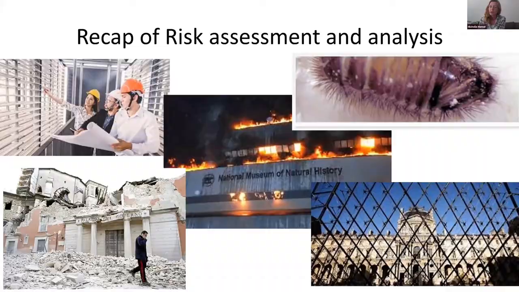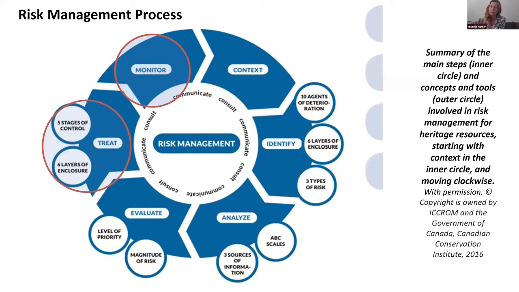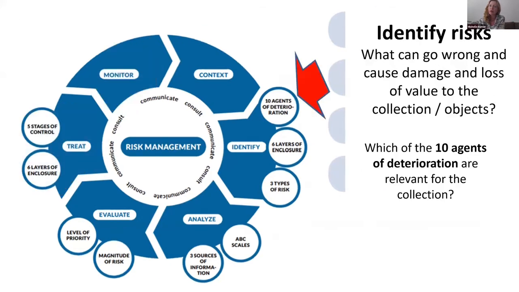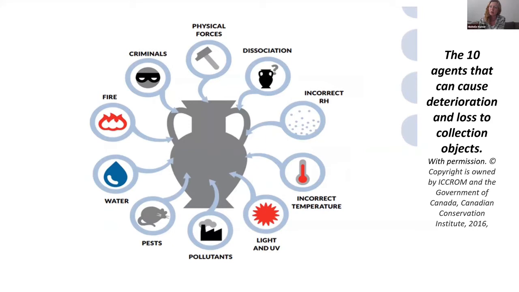So just to go back, we've done this in assignment and webinar 3: the context, identifying the risks, analyzing them, evaluating them. And so this last assignment, assignment 4, is now about treating the risk and about monitoring it. Just to refresh your mind for people who weren't here this morning, there's 10 agents of deterioration, and you need to consider all of them. So physical forces, dissociation, humidity, temperature, light, pollutants, pests, water, fire, and criminals. Those things should be very well known to you by this stage.